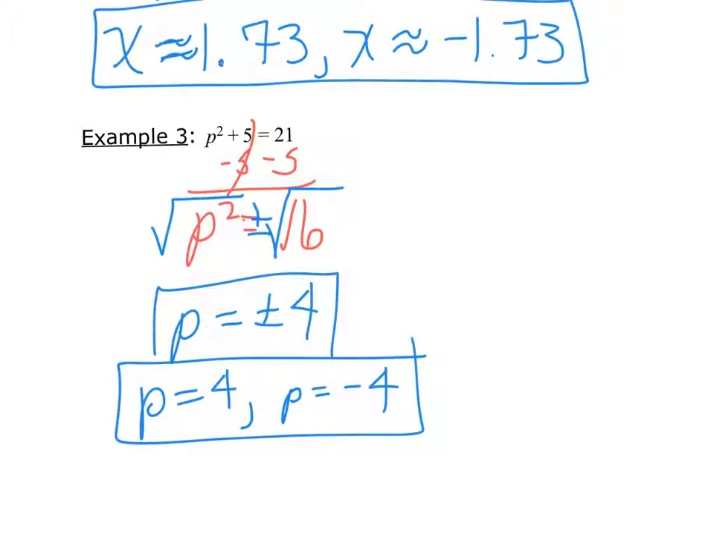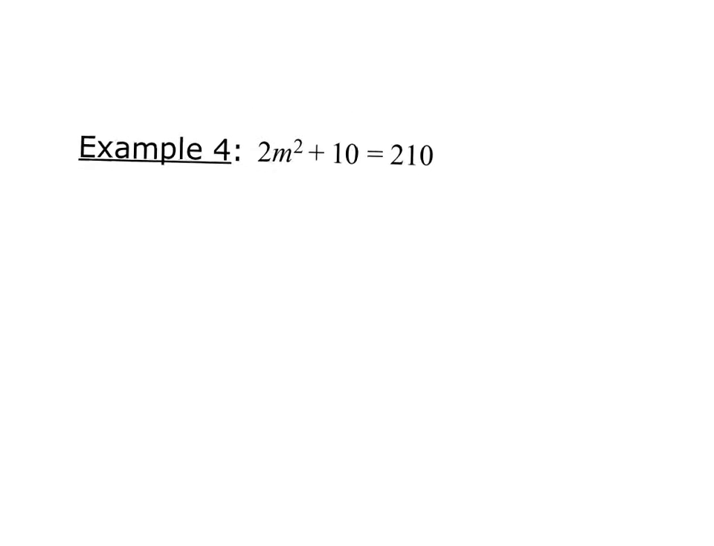All right, y'all ready for another example? I think the next one, instead of 2 steps, I made it 3. You ready? Example 4 says 2m squared plus 10 is 210.